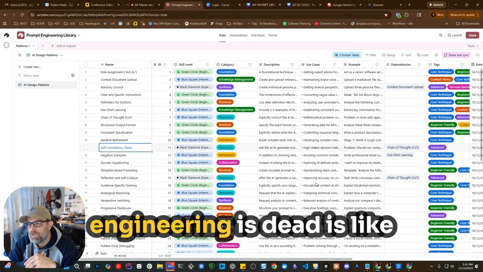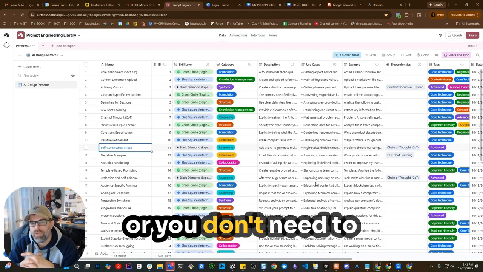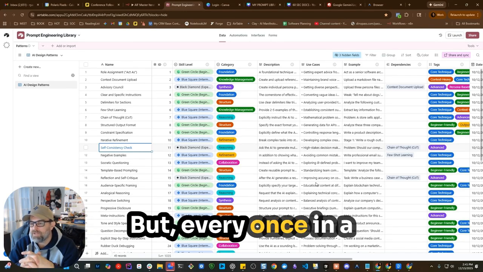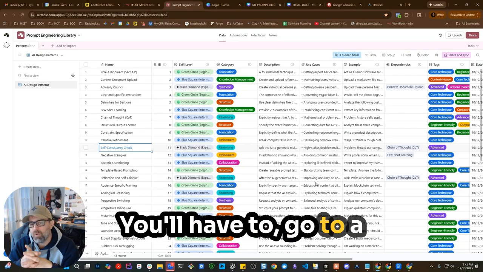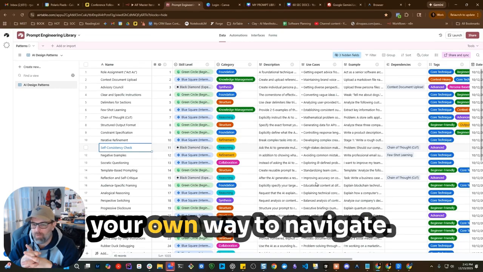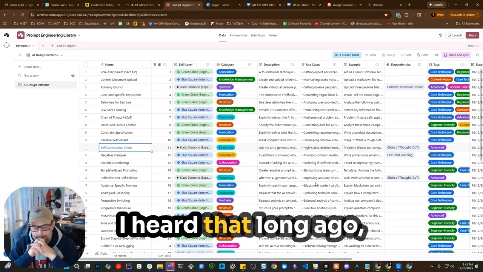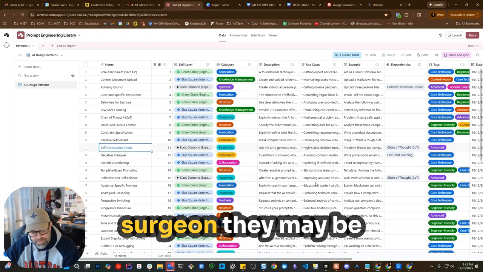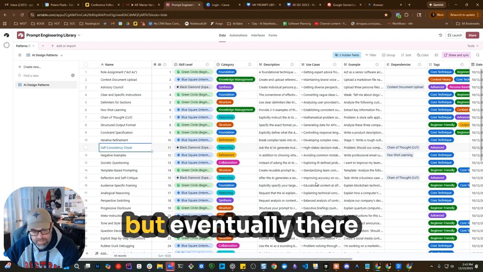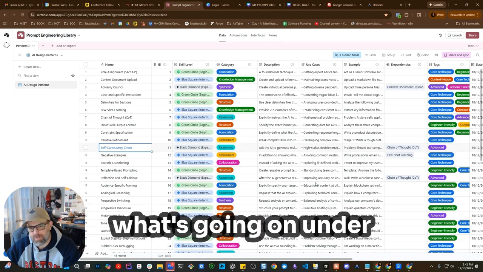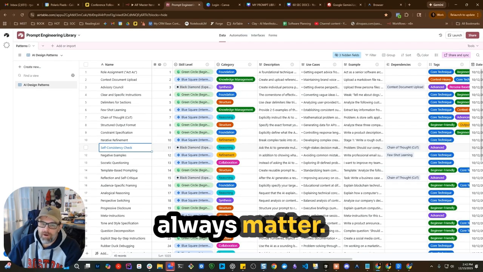So this idea that prompt engineering is dead is like saying, well, now that GPS exists, you don't need to understand directions, or you don't need to know how to read a map. But every once in a while, GPS will fail and you'll be completely lost. You'll have to go to a paper map or figure out your own way to navigate. Or if it takes you off track, then you need to know that to get it back on track. I heard that long ago. Your doctor or your surgeon, they may be able to look things up. Maybe they have a robot assistant on the side, but eventually there will need to be human beings that understand what's going on under the hood here, right? Anyway, the fundamentals always matter.